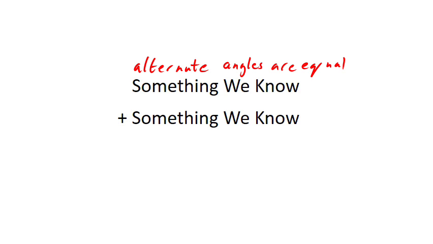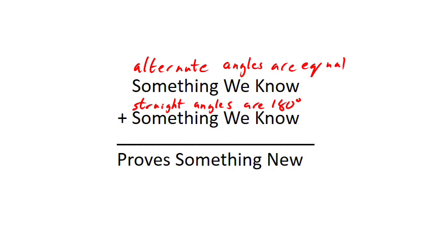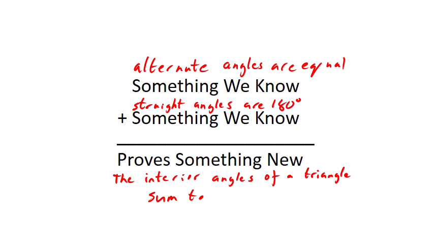So what did we do? We took something we knew, which was that alternate angles are equal, and something else we knew, which was that straight angles are 180 degrees. And we proved something new, that the interior angles of a triangle sum to 180 degrees. And that's a proof.